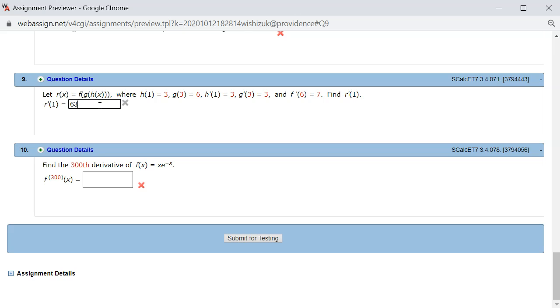Hopefully I did the mental computation correctly. Let's check the answer. I came back and it looks like we got this one correctly. So all you have to do is use the chain rule to take the derivative and then plug in x equals 1, and they'll provide you with everything you need to figure out r prime of 1. That's it. I hope that this was clear.